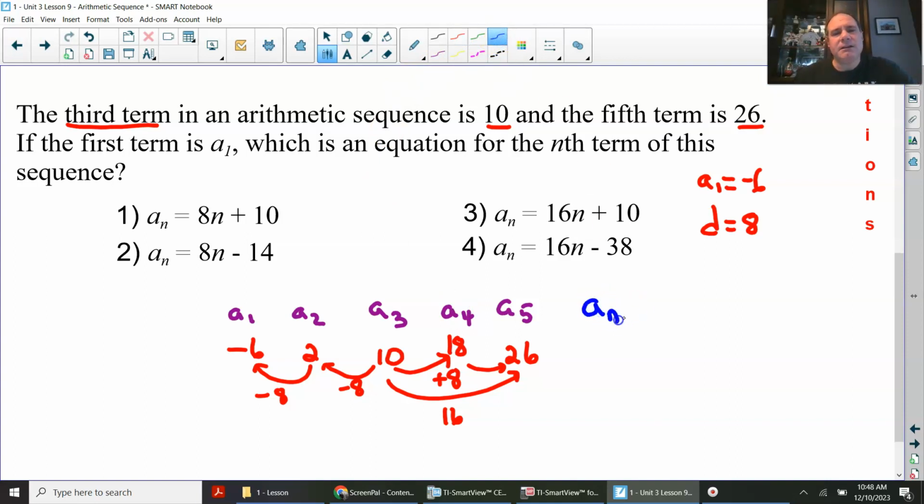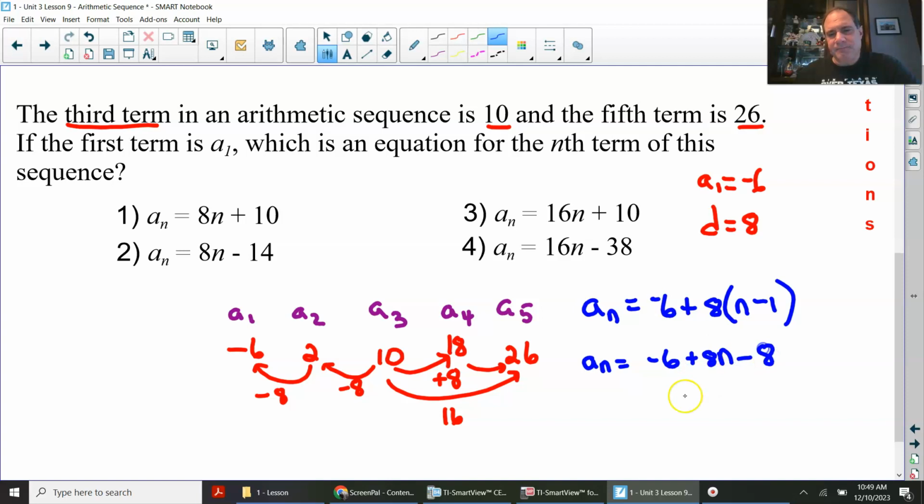a sub n, the arithmetic sequence. We could go a sub 1 is negative 6 plus the d, which is 8, and then we are looking for the n term, so we're leaving it that way, minus 1. That's the formula you could look up on the reference sheet. So a sub n equals negative 6, we're going to do the distributive property, plus 8n minus 8. So a sub n equals 8n minus 14. And 2 is your answer.